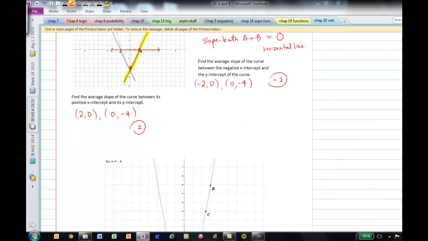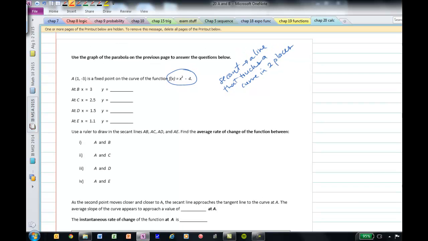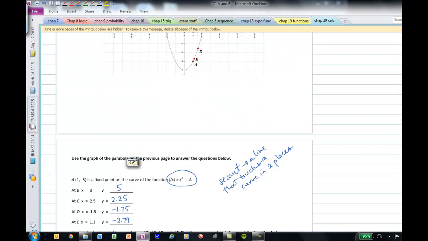Okay, so once you find the y coordinates, then you'll use a ruler to draw the secant lines and then find the average rate of change of the function between each of those points. After you've done that, pause here and then restart the video. You'll see the y coordinates are listed for you here. Then I took those y coordinates and found the slope at each point. So let's go back to our picture.